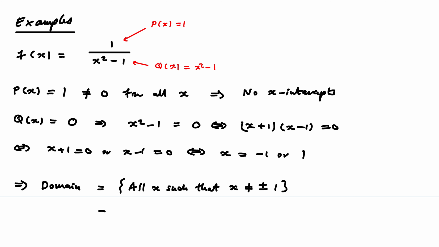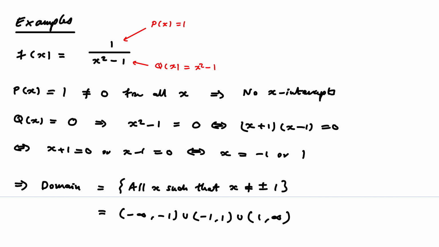So in interval notation, which isn't always necessary, but I'll write it just as a bit of practice, minus infinity to minus 1, not inclusive of minus 1, so it's an open bracket. Minus 1 to 1, not inclusive of 1 because it's an open bracket. Union, open bracket, off to infinity. So it's kind of 3 disjoint intervals if you want. So there are no x-intercepts, and the domain is this combination of 3 intervals.